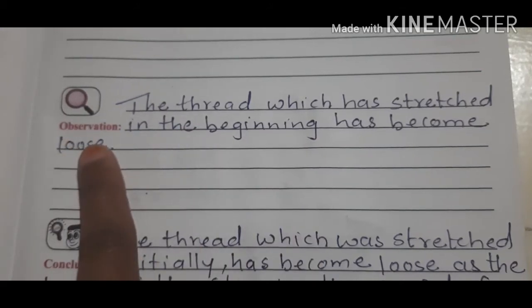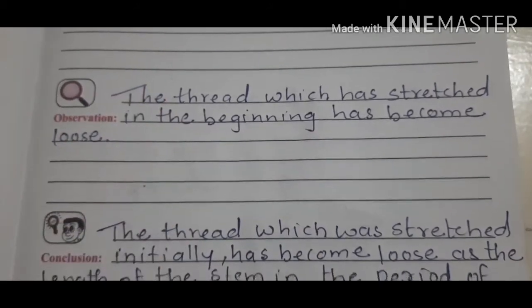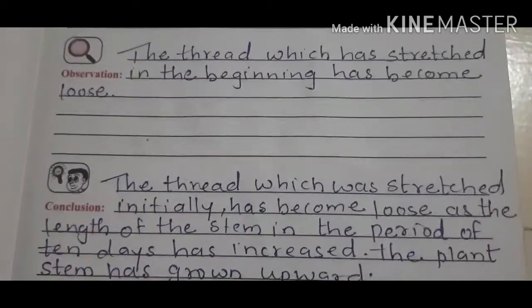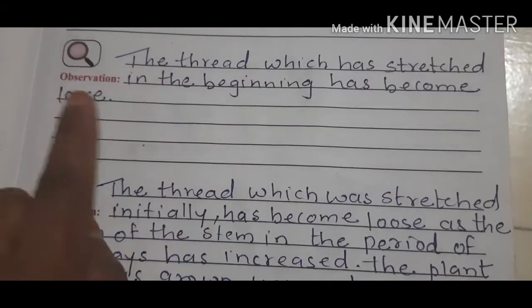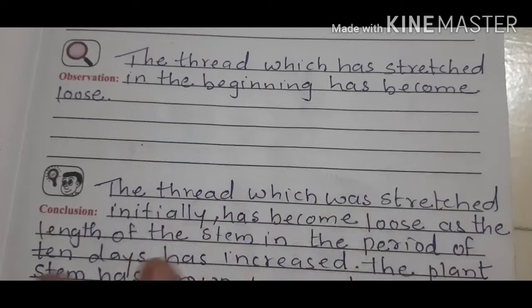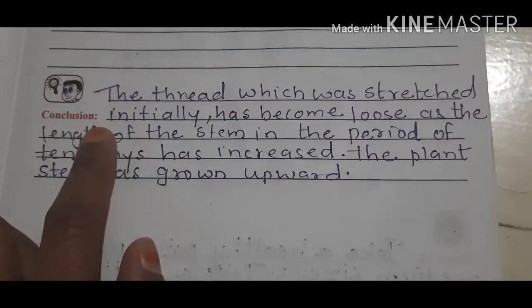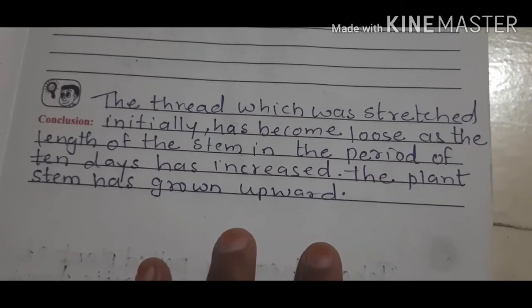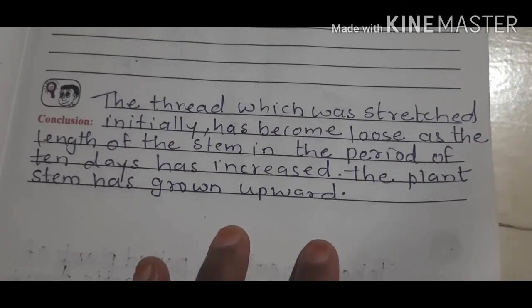हाँ, ऐसा मत करना कि ऑब्जर्वेशन कंक्लूजन में लिख दो और कंक्लूजन ऑब्जर्वेशन में लिख दो. ऐसा मत करना. ठीक है. तो जो जहाँ पर बोला गया है वहीं पर आपको लिखना है. There only you have to write. Okay. Next is what? Conclusion. See. Like this, I have completed with the first experiment.